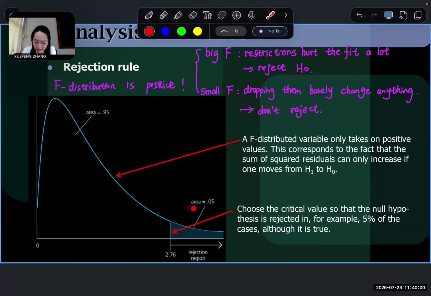In this slide, we pick the 5% significance level. At 5%, the critical value is 2.76. So the rule is that we reject H0 if F is greater than 2.76.